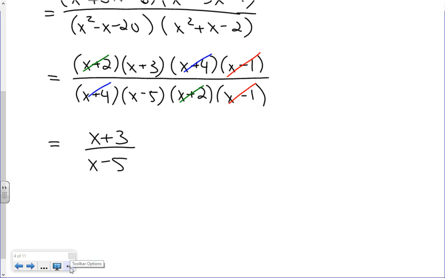But again, I have changed the domain of this original expression now. I need to make sure that I indicate that x cannot be equal to where the denominator was 0, those values that I've canceled out. So x cannot be equal to -4, a -2, and a +1, it looks like, are the three values that I've eliminated when I rewrote it in this form.